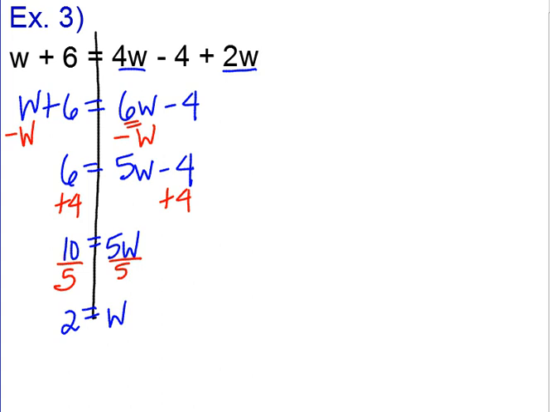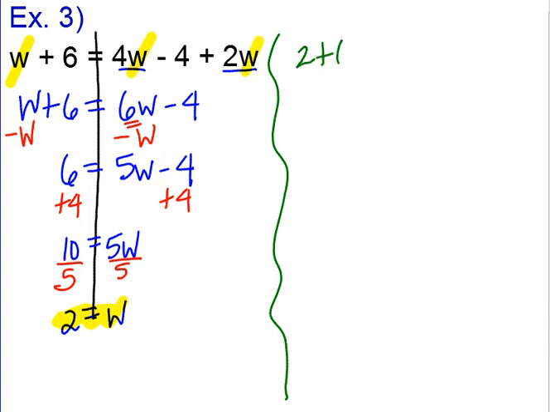Now, what we want to do is just like we did a moment ago. We want to check our solution, and just like I took that number and put it inside the blocks, we're going to do the same thing. I'm going to take that w equals 2, and every time I see a w, I'm going to replace it with a 2 to see if I'm correct. So 2 plus 6 will be on the left. On the right, 4 times 2 minus 4 plus 2 times 2.